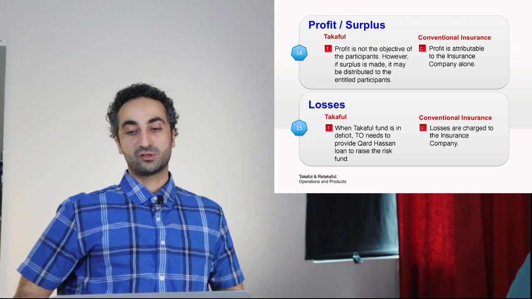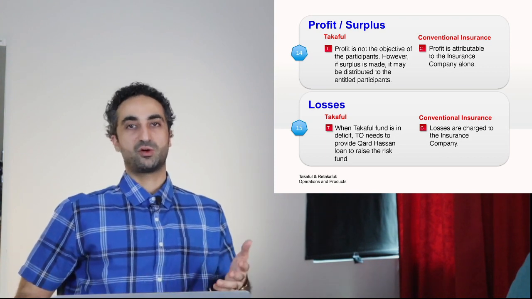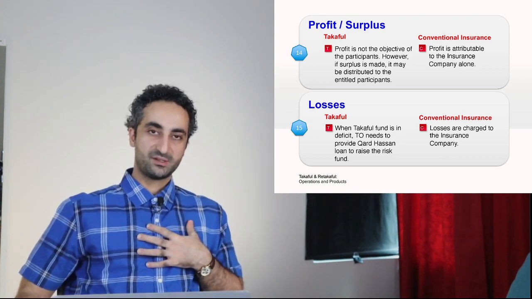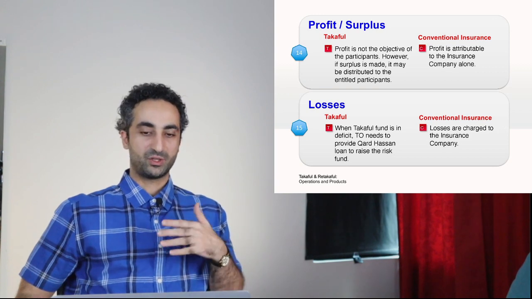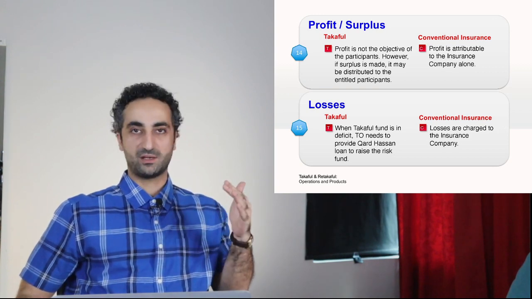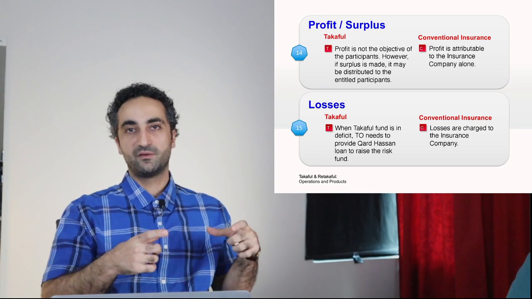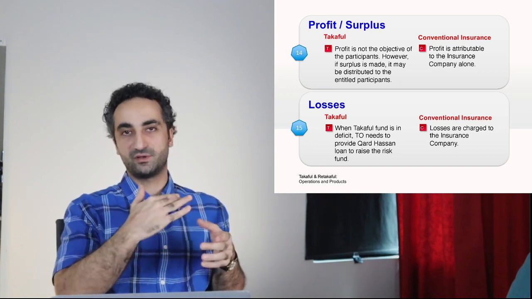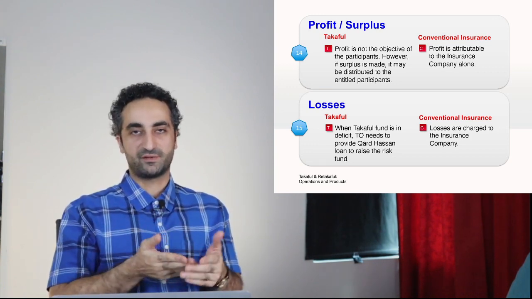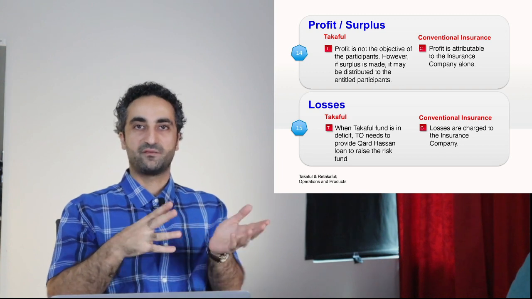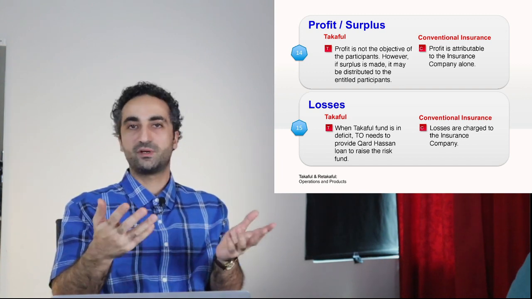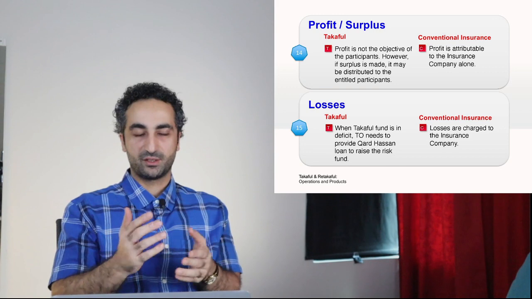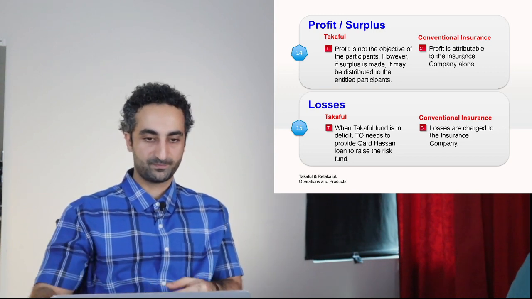Conventional insurance losses are charged to the insurance company. As participants, we don't care. We do not really care if claims exceed our fund amount, which we don't even know how much we have. So if there are profits and losses in a conventional company, you don't really know, basically. You don't really care. Okay.